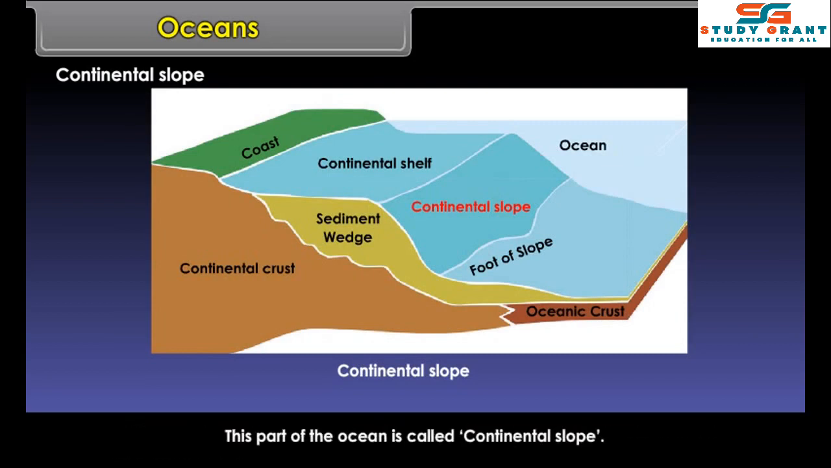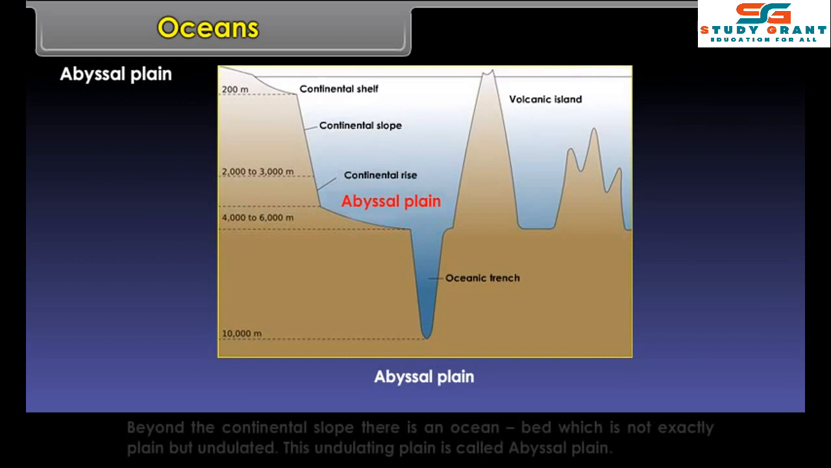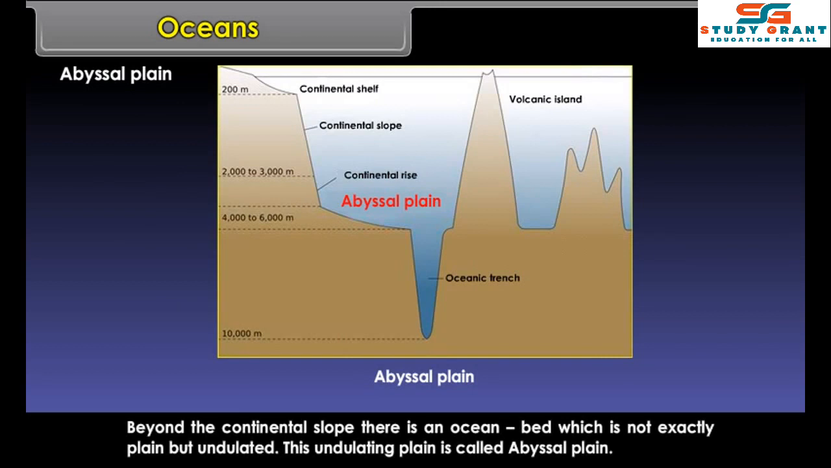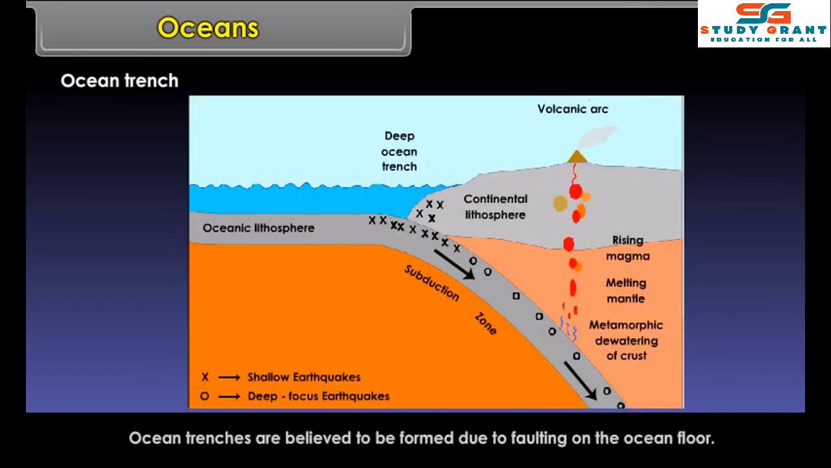Continental slope. Beyond the continental shelf, there is an abrupt, steep slope under the sea till the floor of the ocean. This part of the ocean is called continental slope. Abyssal plain. Beyond the continental slope, there is an ocean bed which is not exactly plain but undulated. This undulating plain is called abyssal plain.